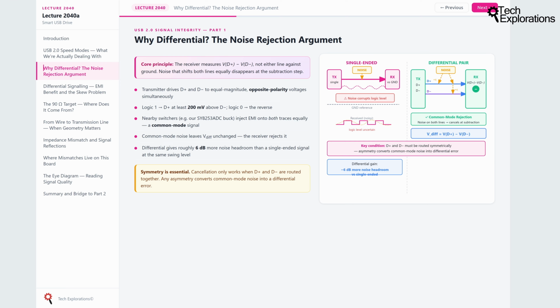This is called common mode rejection, and it's the core reason USB uses a differential pair rather than a single signal referenced to ground. A differential receiver provides roughly 6 decibels more noise headroom than a single-ended signal at the same swing level, simply because the common mode noise cancels at the subtraction step. The mechanism only works, however, if D+ and D- are routed together and symmetrically. If one trace picks up noise that the other doesn't, then the cancellation breaks down.